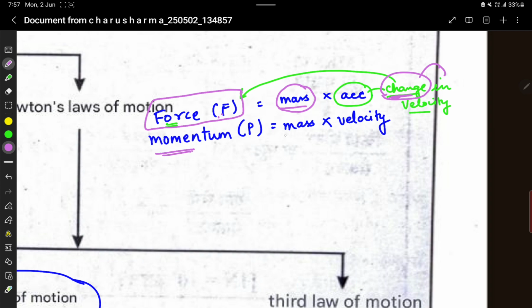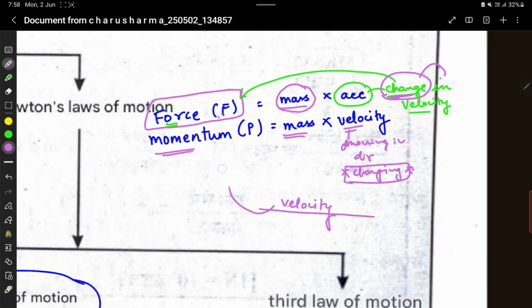Momentum is simply that you have a mass and you are moving. You are just moving in a particular direction. You are not changing your speed, you are not changing anything. You are just moving with a fixed velocity. So that is known as your momentum. Is that clear?